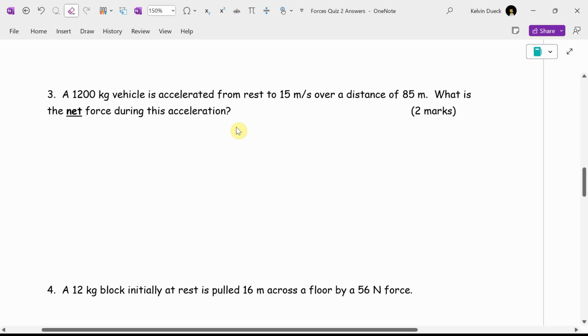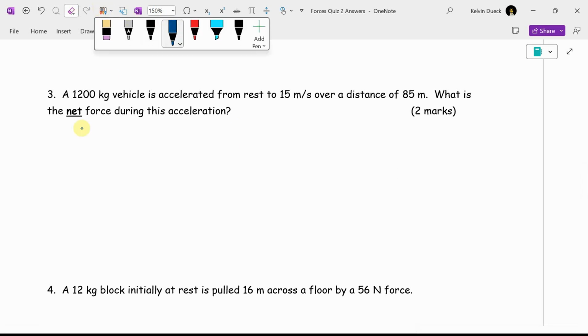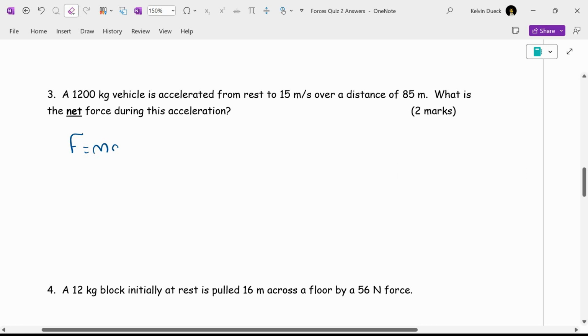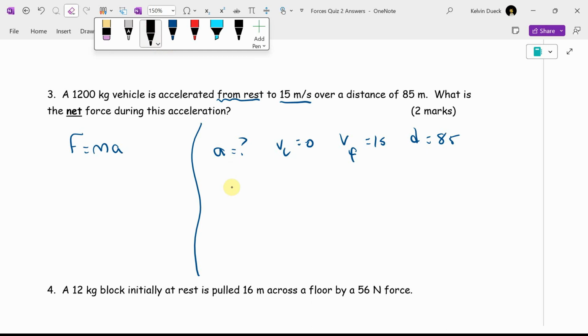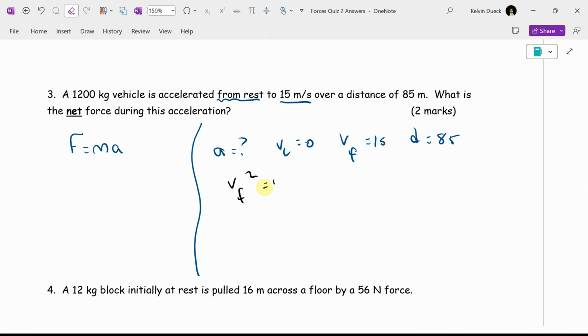Number 3, the what force? The net force. So I can go straight to F equals ma. I guess I'm going to need to find a. From rest. So Marlon, we learned from rest means VI is 0. This is VF. And d is 85. I think I'm going to use VF squared equals VI squared plus 2ad.